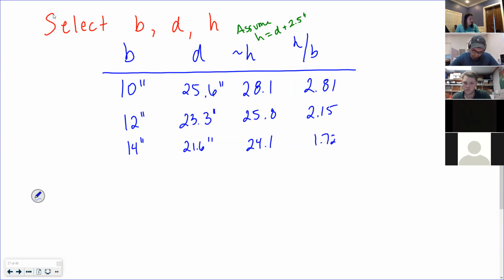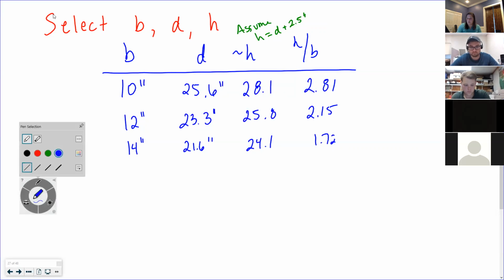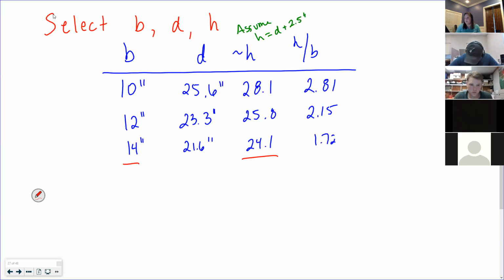So this is just another way to say, maybe pick a B and then calculate a D and an H from that and see what sizes you like the best. For this example, I chose 14 inches and 24 inches. You could choose 12 and 26 or 10 and 28, but that's kind of long and skinny.